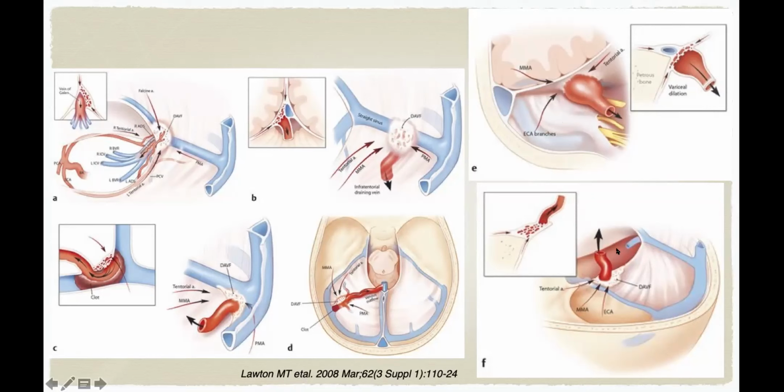In the tentorial incisural, or petrosal apex, dural AV fistula, it drains in the floor of the temporal fossa. Hence, the exposure would be either pterional or subtemporal. By this, we can go to the base and remove it.